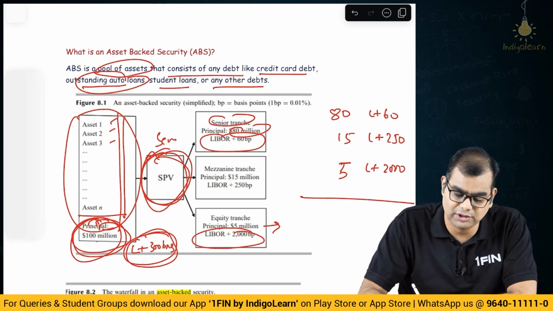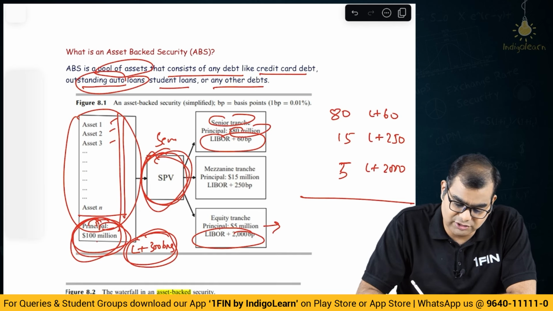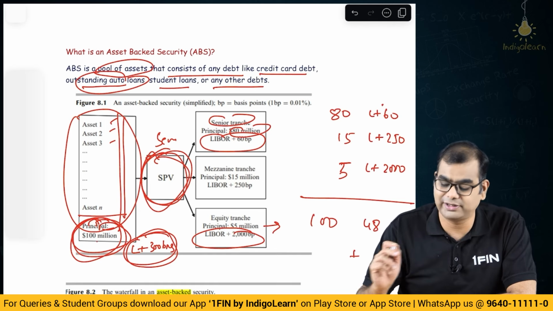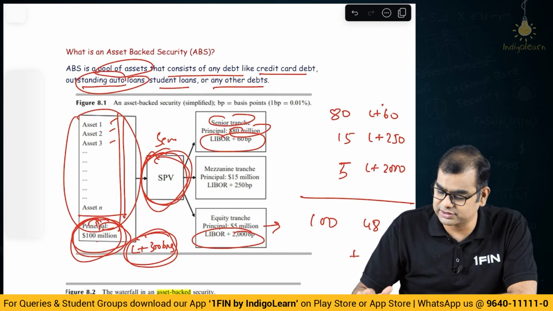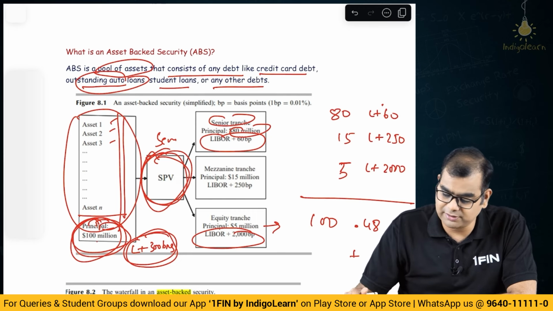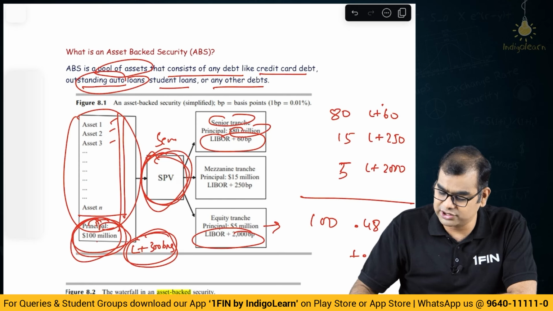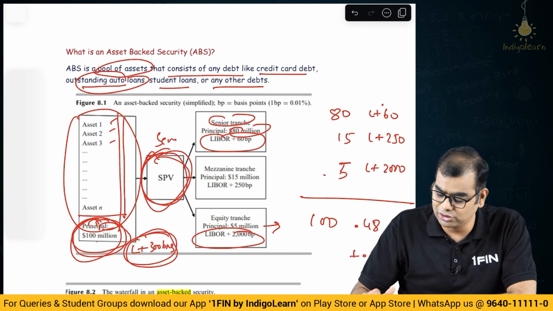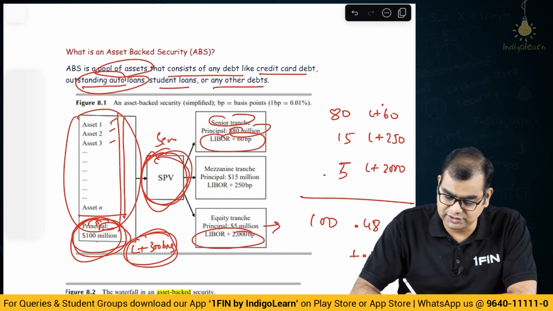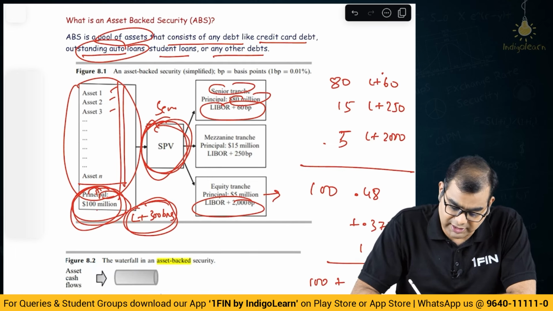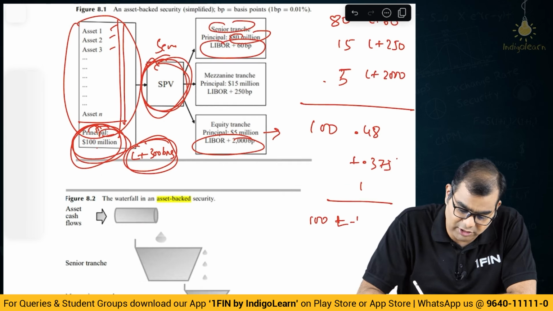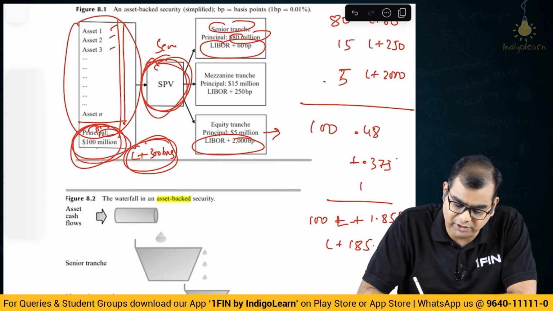What does all of this work out to? If you multiply all of this, you get 100 on this side, and here do 0.8 into 0.6, that is 0.48, plus 0.15 into 2.5 is 0.375, and 0.05, which is basically this 5 million, into 20 is 1. So you add all this, you get 100 million at LIBOR plus 1.855, which is LIBOR plus 185.5.